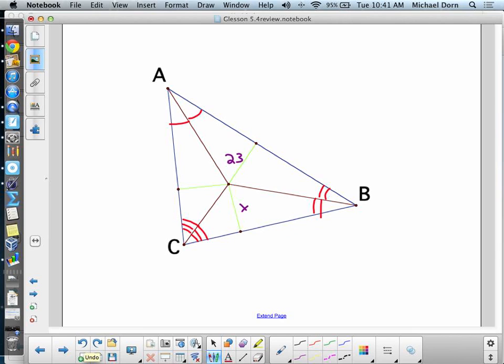Any relation between x and this distance here? Nope. That only applies to centroids. All right? That only applies to centroids. This is not a centroid. This is an incenter. No length relationships like that. Just the equidistant from the side.